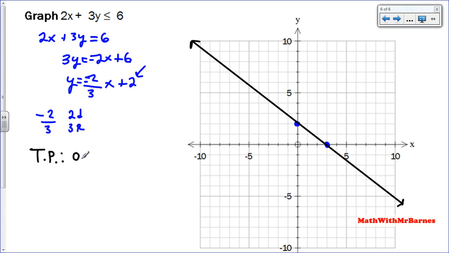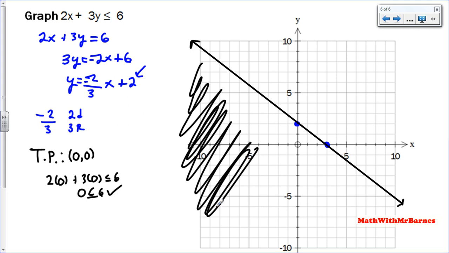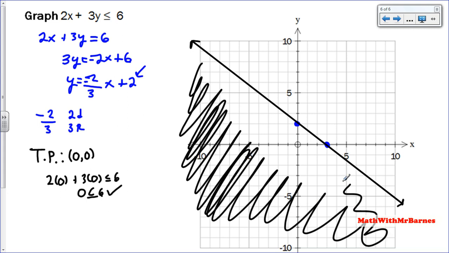is (0, 0). Now I'll put it in my inequality and see if it works. I have 2 times 0 plus 3 times 0 less than or equal to 6. Well, that's going to be 0 is less than 6. So that is true. Therefore, this is my solution region where that test point lies. If that little inequality is true, then that's my solution region. If it was false, I would shade the other side.